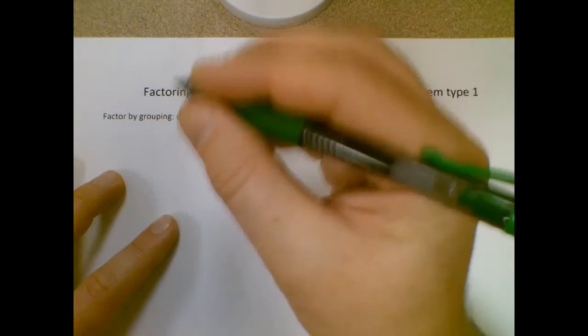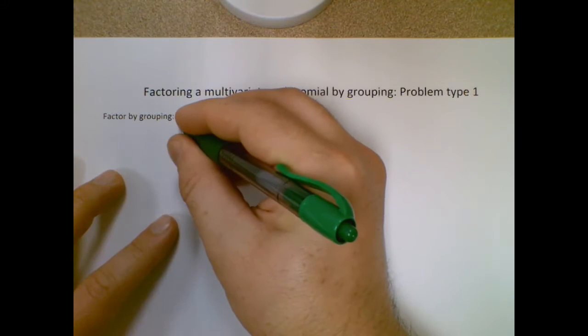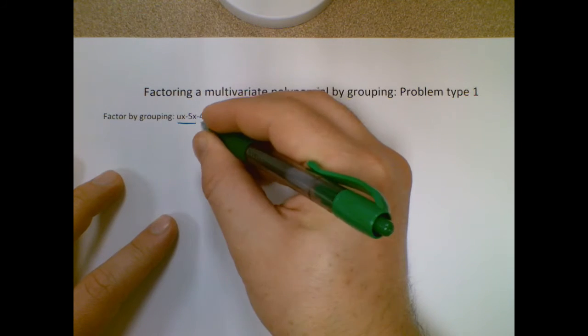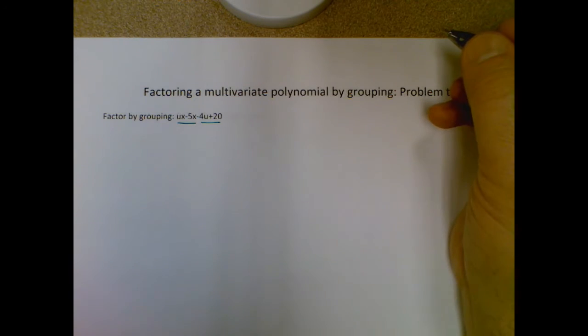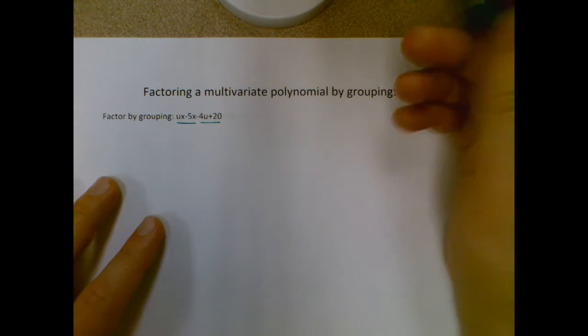So I don't want to use parentheses because that will give me a little bit of an issue. So I'm just going to visually separate my first two terms and my last two terms. I like to use underlines. Some people circle them. Kind of up to you. Circles remind me of parentheses, so I try to avoid them.